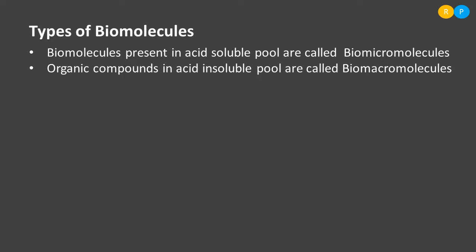The liquid collected in the beaker consists of biomicromolecules, and the retentate collected in the cheesecloth consists of biomacromolecules. Then why are the biomicromolecules present in the acid soluble pool? Why do they get separated? So first let us study biomicromolecules. What exactly is meant by biomicromolecules, and why are they present in the acid soluble pool?